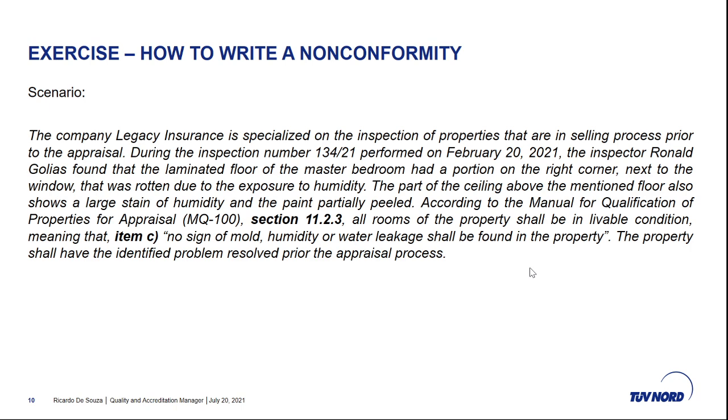So what was found during inspection number 134 2021, performed on February 20, 2021: the inspector Ronald Goliath found that the laminated floor of the master bedroom had a portion on the right corner next to the window that was rotten due to the exposure to humidity. The part of the ceiling above the mentioned floor also shows a large stain of humidity and the paint partially peeled. So this is what the inspector found when he was inspecting a house.